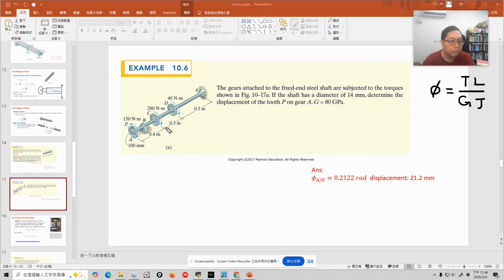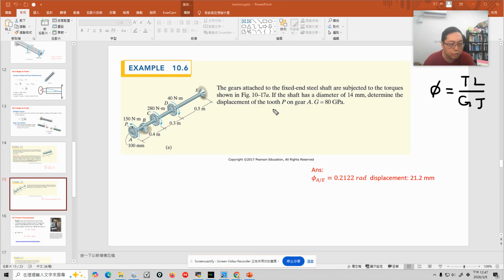Let's look at the problem. The shaft is subject to multiple torques: torque at A, torque at C, and torque at D. It says to determine the displacement of tooth P on gear A.